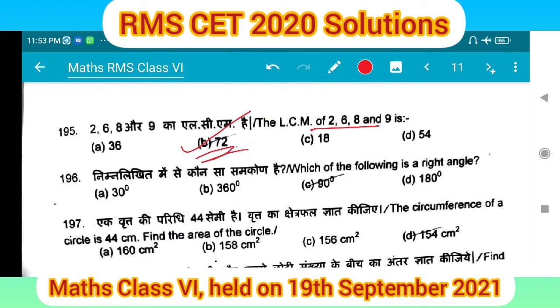Okay, here. Next, which of the following is a right angle? Which is a right angle? 90 degrees is a right angle.